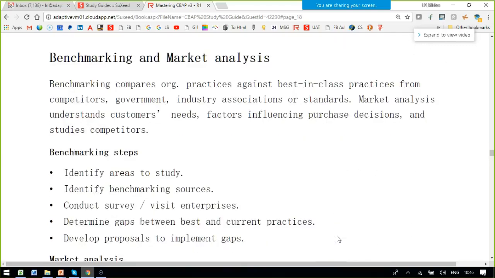Benchmarking, I think, is fairly simple. It's comparing yourself against some competitor or somebody who does something great.